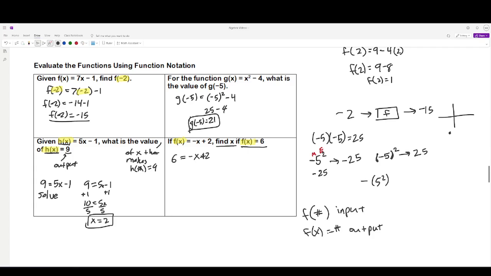Then we're going to subtract 2 from both sides. And we get 4 equals negative x. And then we're going to multiply or divide by negative 1. And we get negative 4 equals positive x, and we'll write the answer as x equals negative 4.